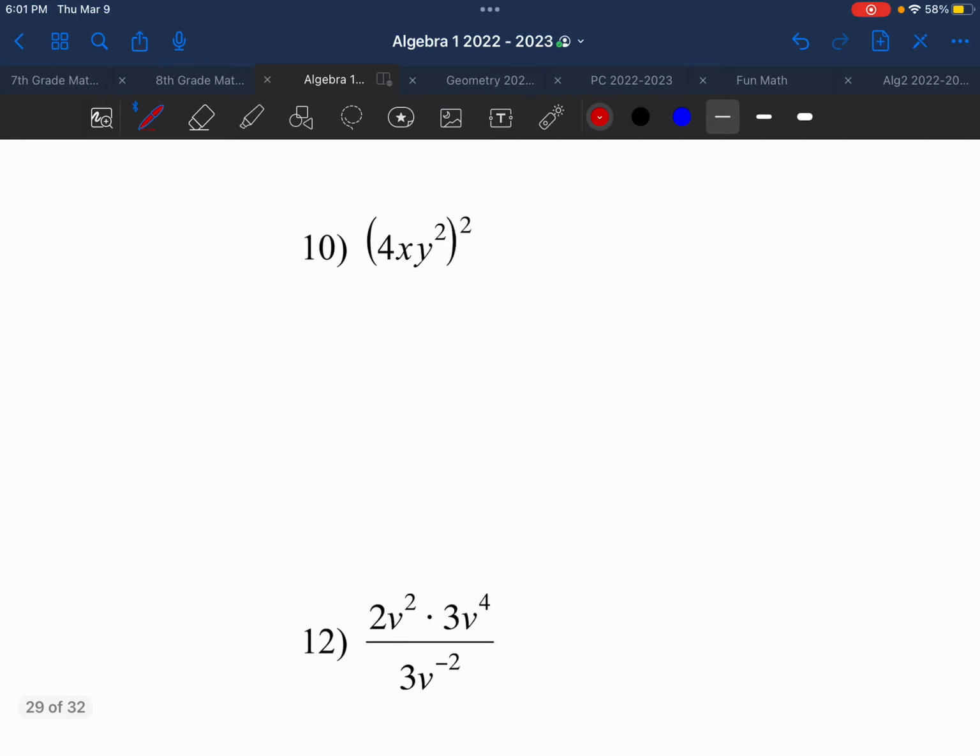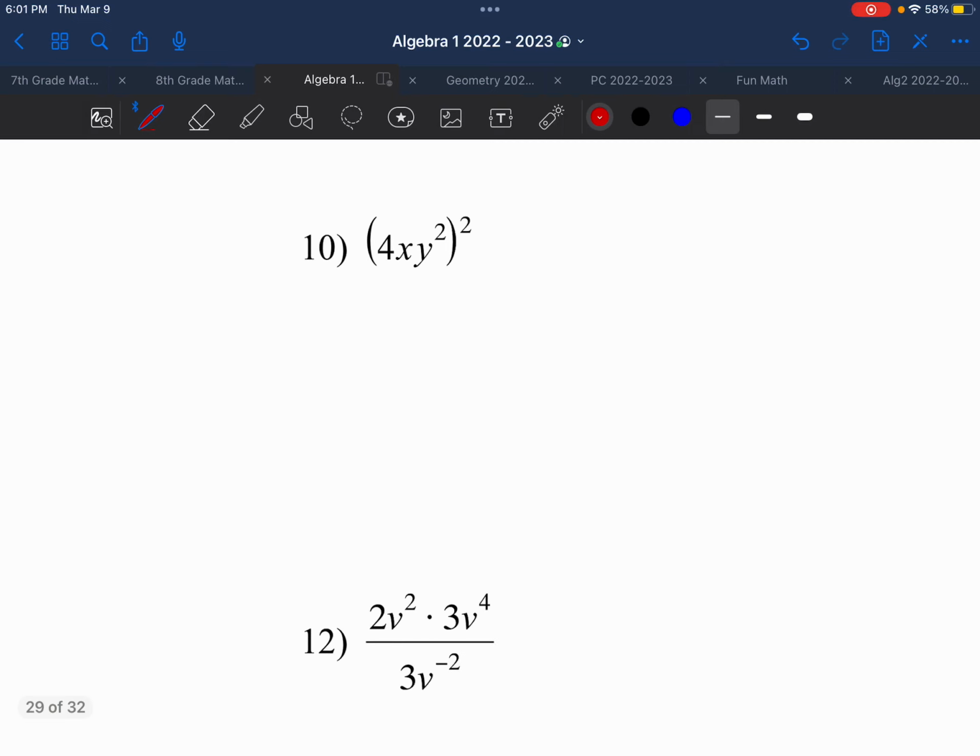All right, we're on to number 10. Look at how many bases we have in this case. 1, 2, 3 of these bottom numbers, so I'm going to have to distribute 1, 2, 3 different times, and I'm going to get 4 squared, x squared, and it was originally a y squared, which is again going to be squared. I know how to do 4 squared. That's 4 times 4, which is 16. I know that x squared isn't going to change, and now I have to be careful.